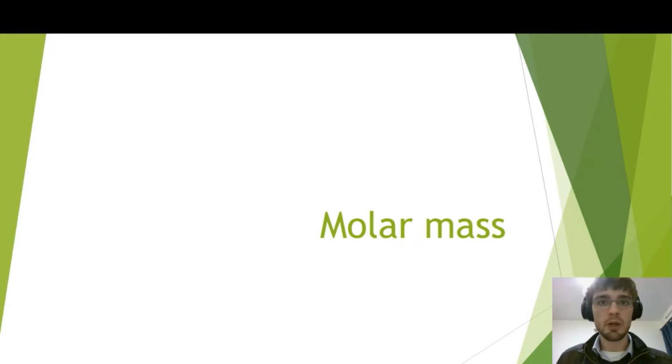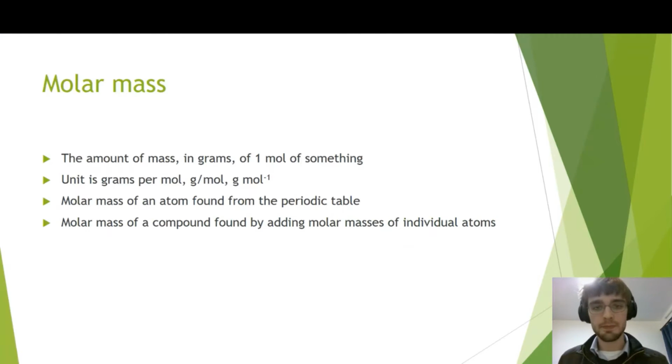Alright, so in this video I'm going to be going over molar mass, what it is, how we can calculate it, and how we can use it. So the molar mass of something is just the amount of grams that something weighs if you have exactly 1 mole of it. So if you have 1 mole of iron, how many grams does it weigh? If you have 1 mole of water, how much does it weigh? It's 18 grams, by the way.